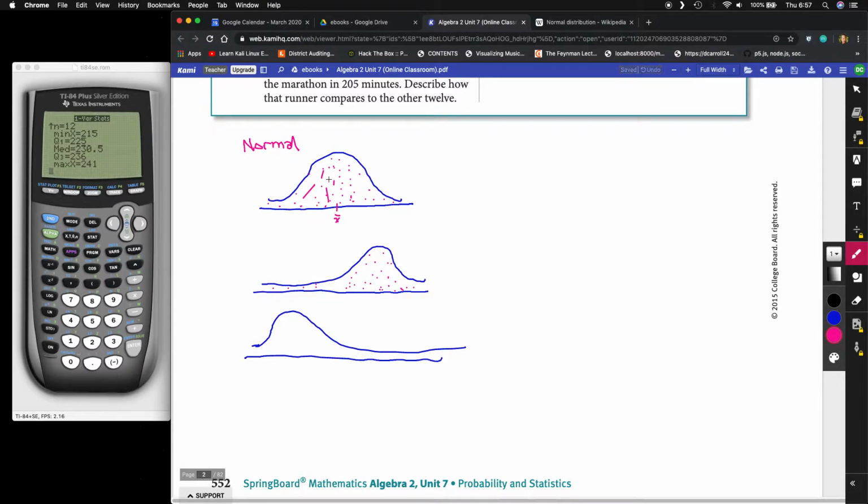The way that I always envision it is I go back to the normal. If it was normal, it would look like this bell curve. But if I were to skew it to the left, I almost imagine me pinching the sides with my fingers, pinching this right here, and then pulling it over to the left. And that's what these data points are doing. They're pulling it to the left. So this would be skewed left.